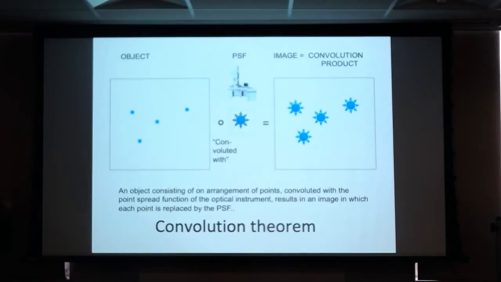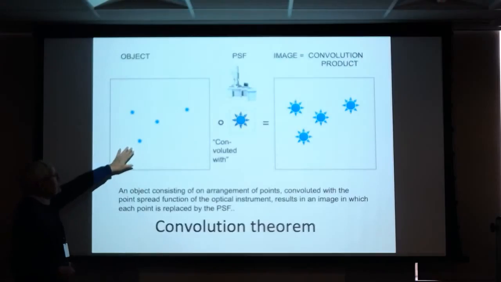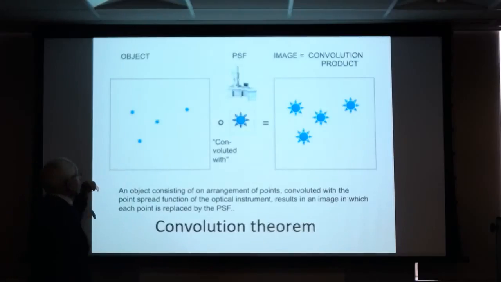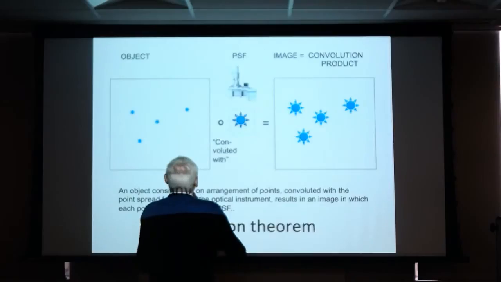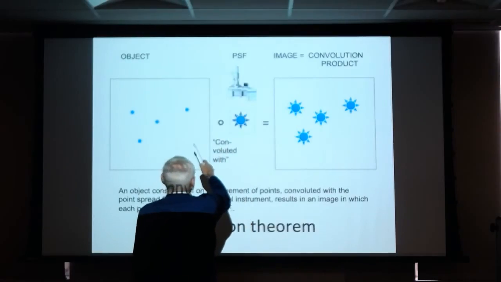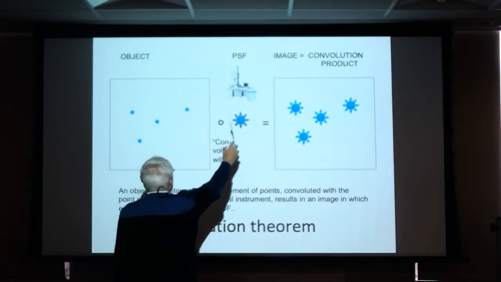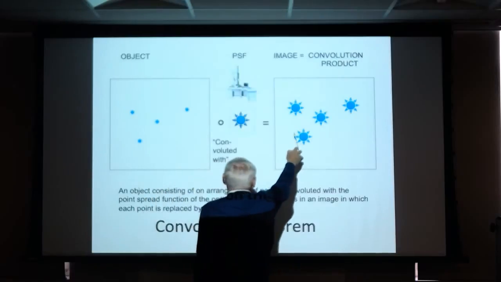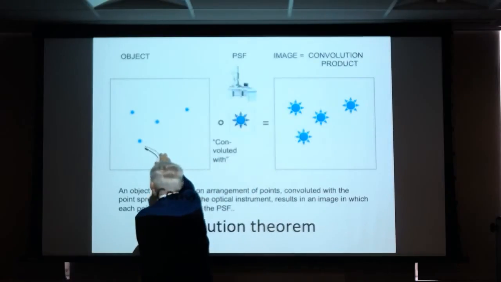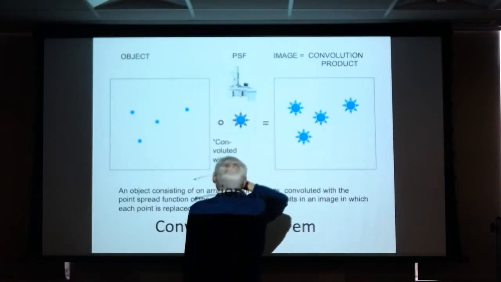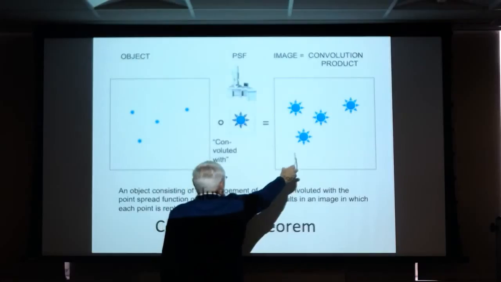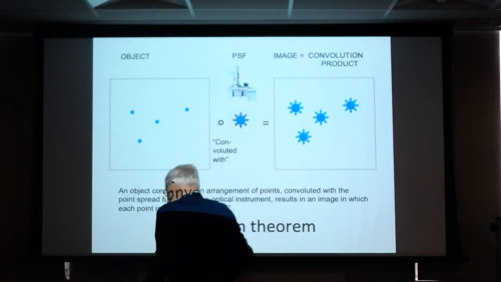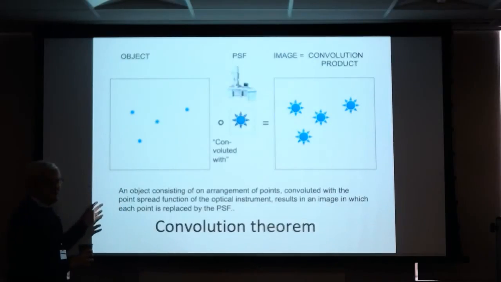So, convolutions here. We have an object here, and it's indicated by points. And we have a point spread function. What it simply means is that we place this point spread function at every place where we find our object. Instead of, let's say, a delta function here, we now have placed the point spread function. This looks very trivial.